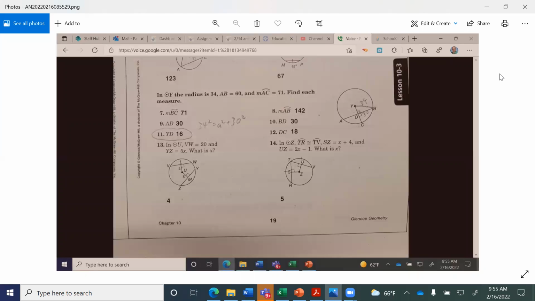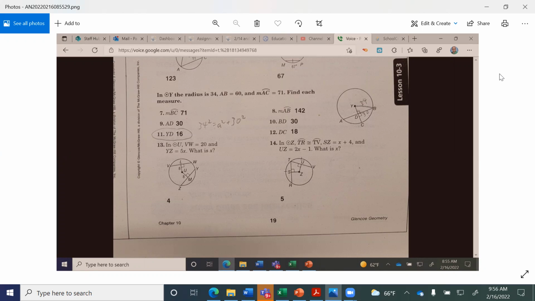All right, on the next set. So now, this is down at the bottom. Again, still doing just the odds. On number 7 through 11, they gave us the radius was 34. They said AB was 60. They told us that the arc AC was 71. Find each measure. Now, since AC is 71, the other half of the arc is also 71. So that was our answer for number 7.